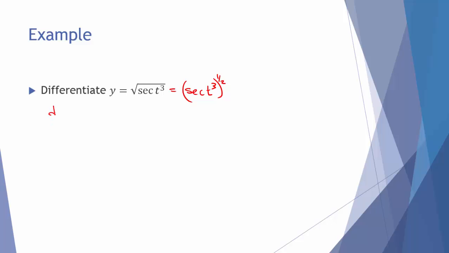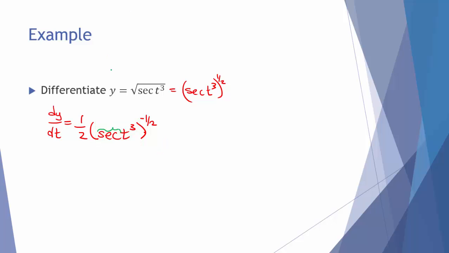The derivative will be dy dt. Okay. We take the derivative of the outermost function first. That's my power of 1/2. So we drop the 1/2. We will have a new power of negative 1/2, and we don't touch our inside function. We have the secant of t cubed. We then need to multiply times the derivative of secant of t cubed, which has an outside function of secant.